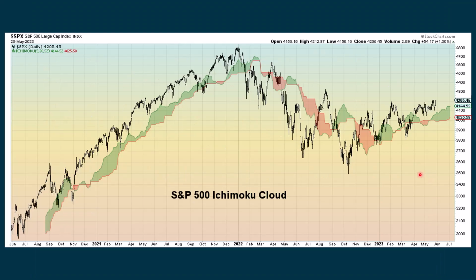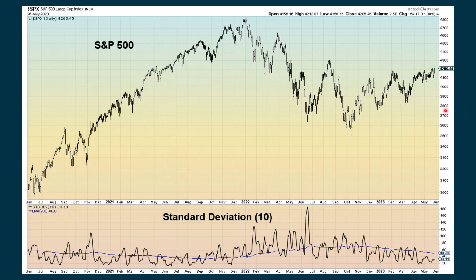Ichimoku cloud, a place to look for support or resistance. When we're above the cloud and fall, that's support. When we're below the cloud and going up, that could be resistance. We're quite a ways away from the cloud right now, so I'm not using this as part of our analysis. Standard deviation, how far are we getting away from the standard or average price? And we're actually dropping a little bit below as the market has mostly been chopping sideways recently.